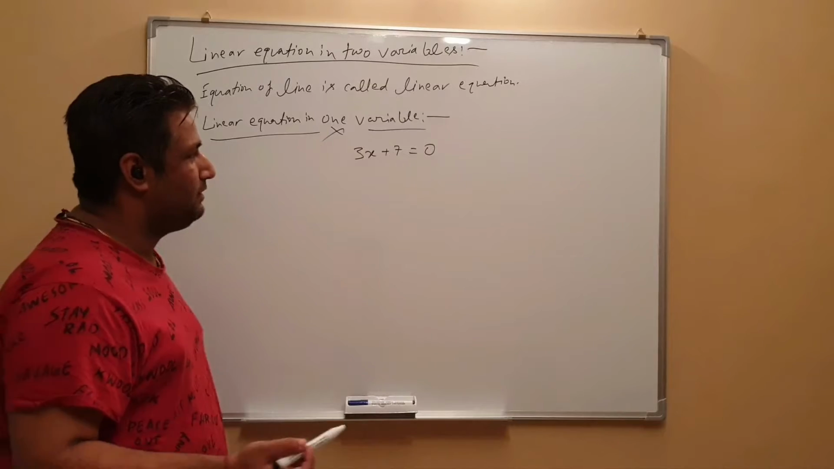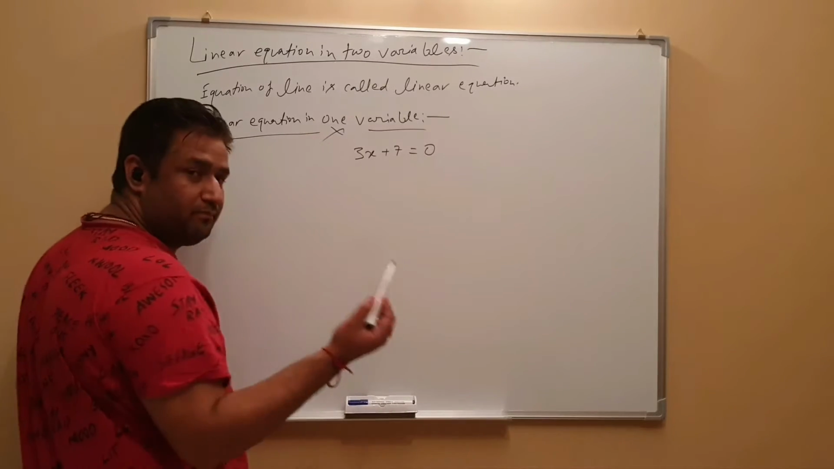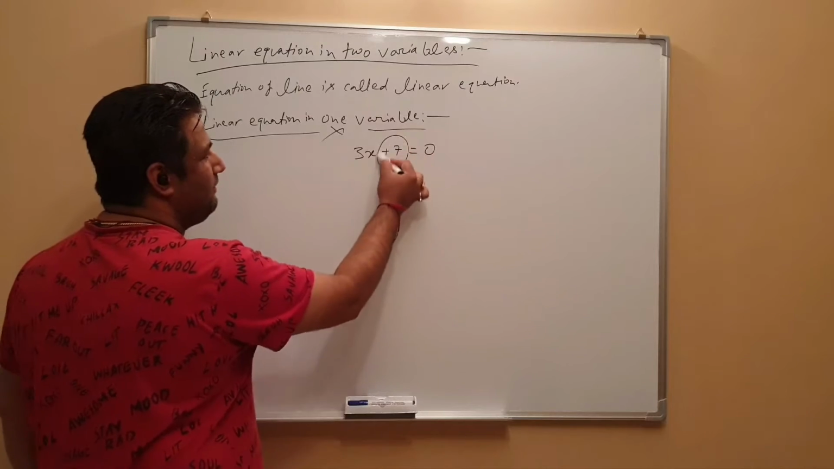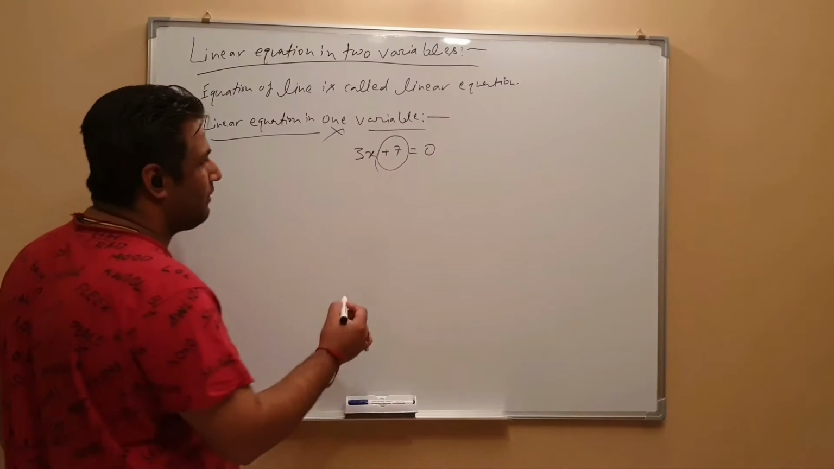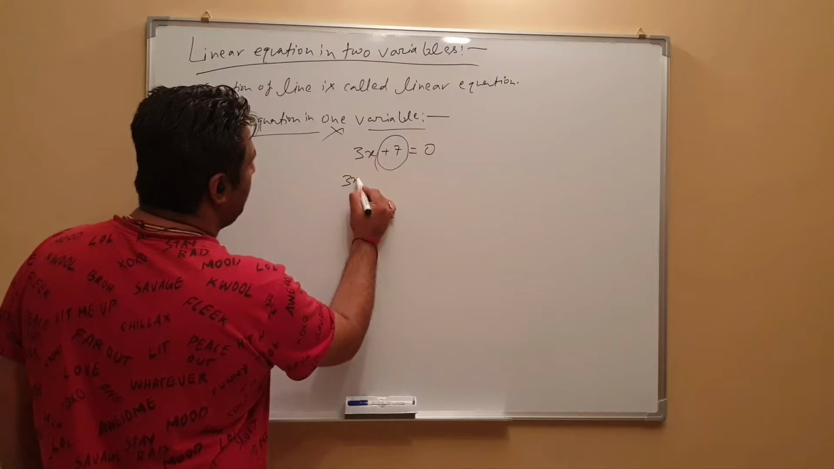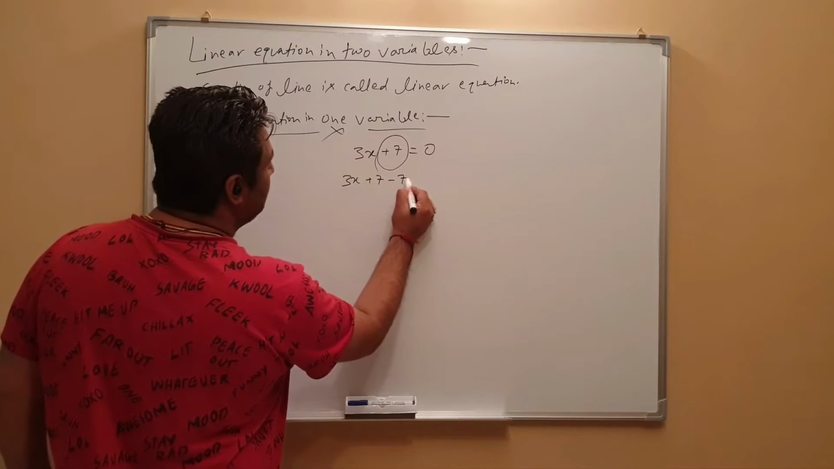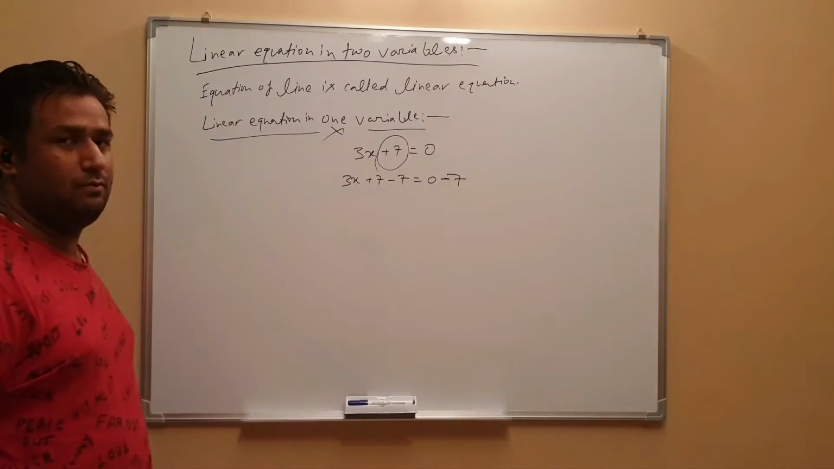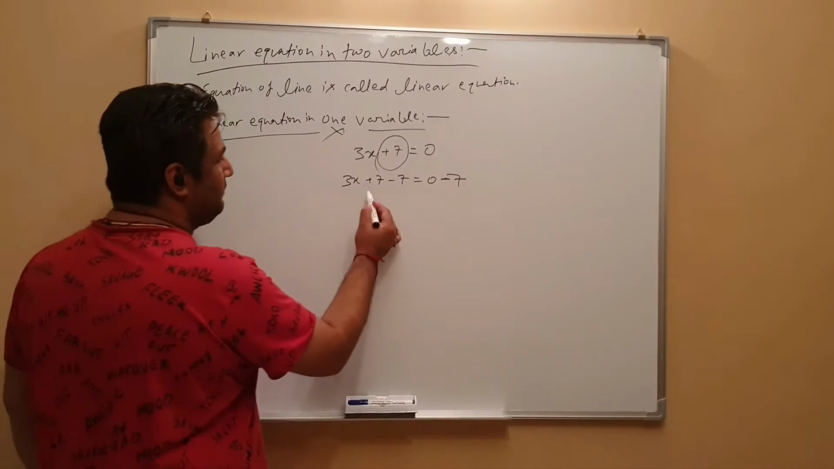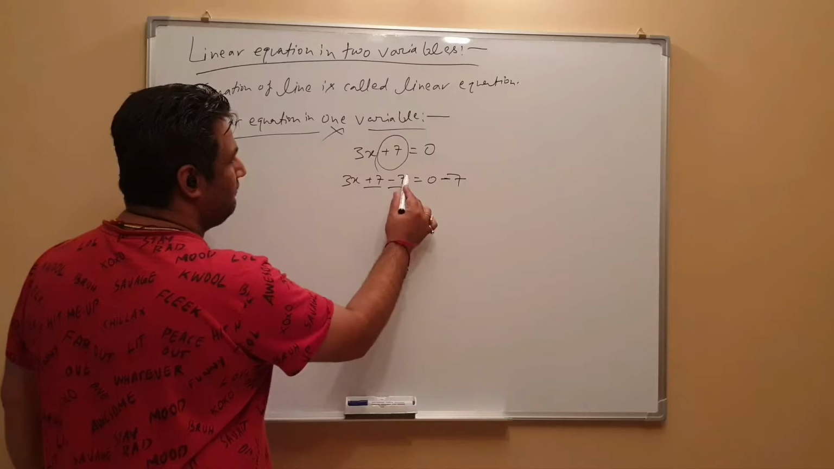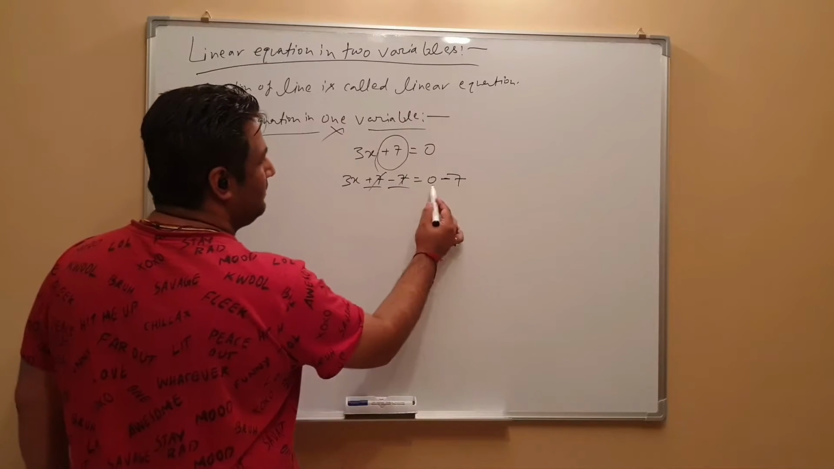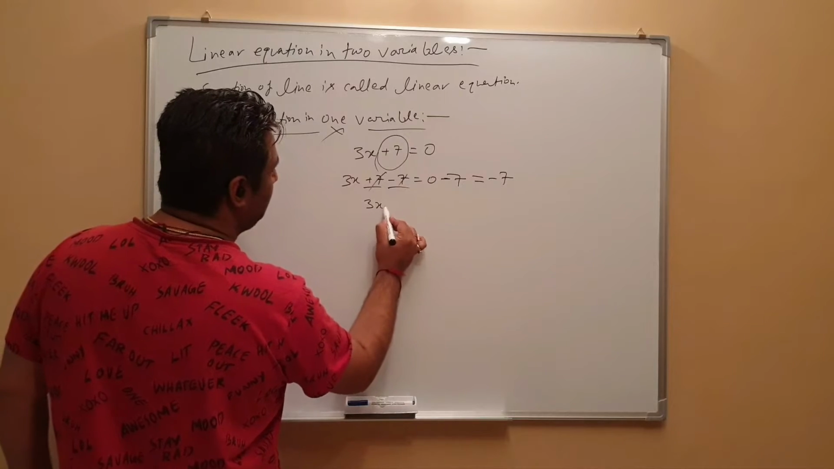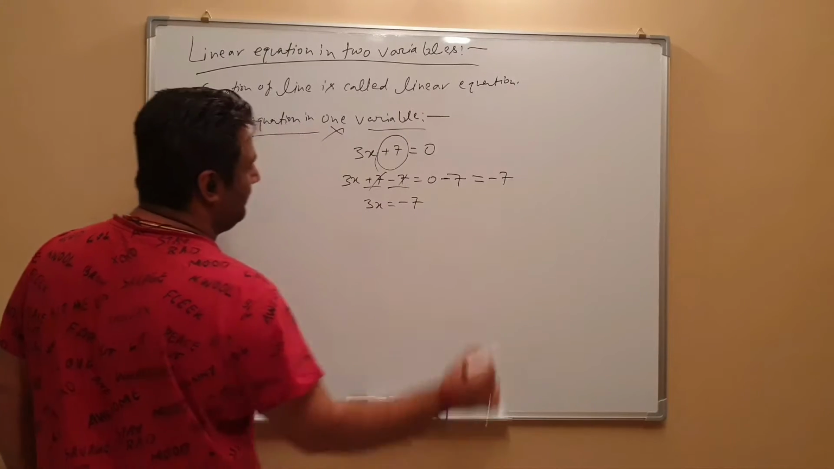First of all, if you see this carefully in this equation, we have to first try and eliminate the 7 from this equation. So how can we do that? For doing that, we will subtract 7 on both sides of the equation. So what will happen by doing that? As you can see, this is plus 7 minus 7, they both will get cancelled. Now 0 minus 7 you will get negative 7. So 3x is equal to negative 7.